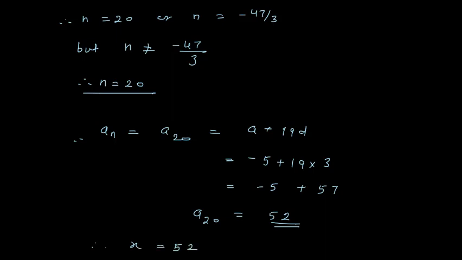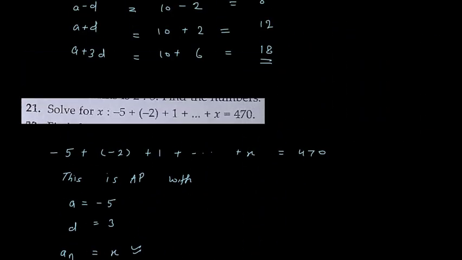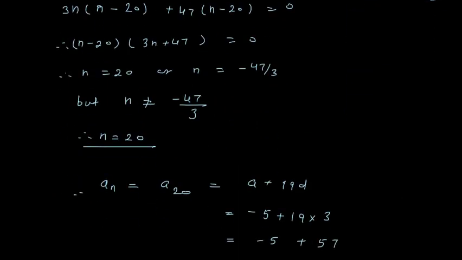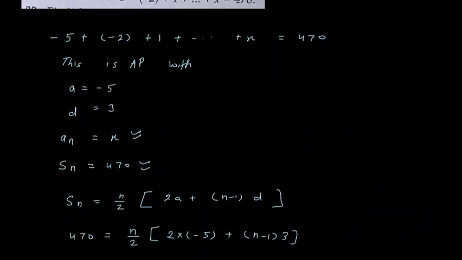So the value of x we get is 52, right? The value of x is 52. Okay, so minus 5 plus minus 2 plus 1 plus like this up to x. If the sum is 470, then the value of x is 52. Okay, this is question number 21.